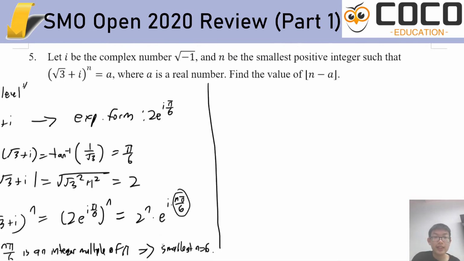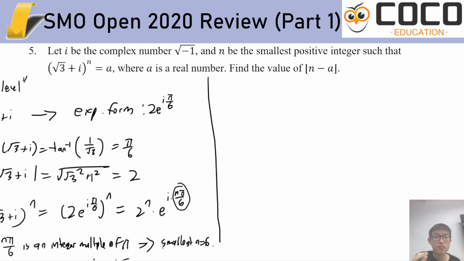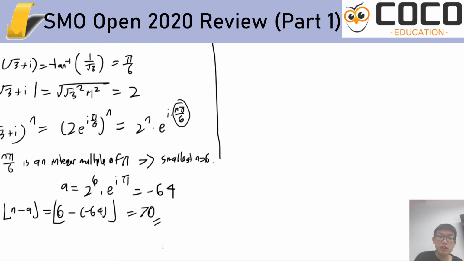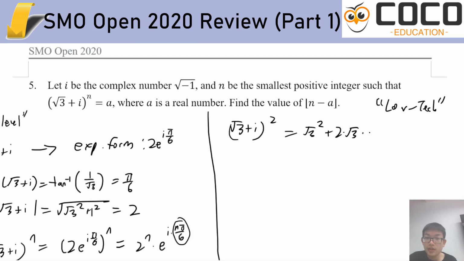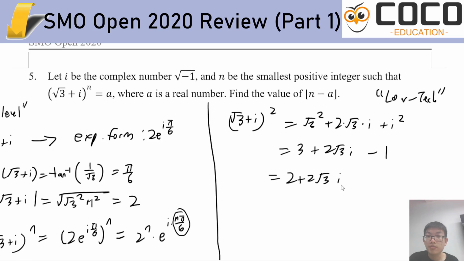And so if, let's say, that all that we know is i is the square root of -1, then what you should do is simply to just list out the first few powers. Right, so this is sort of the low-tech approach. Plus 2 root 3i minus 1 is 2 plus 2 root 3i. That's not going to be a real number yet.